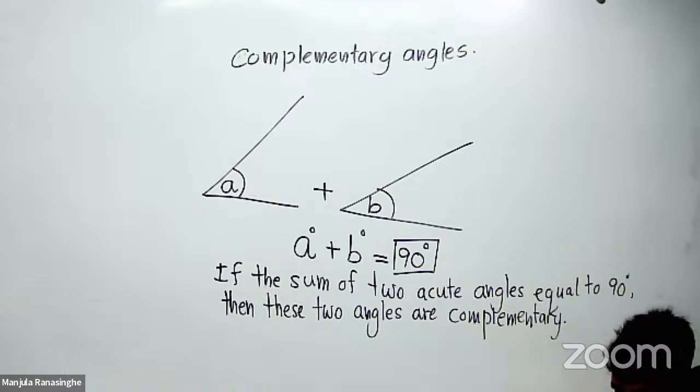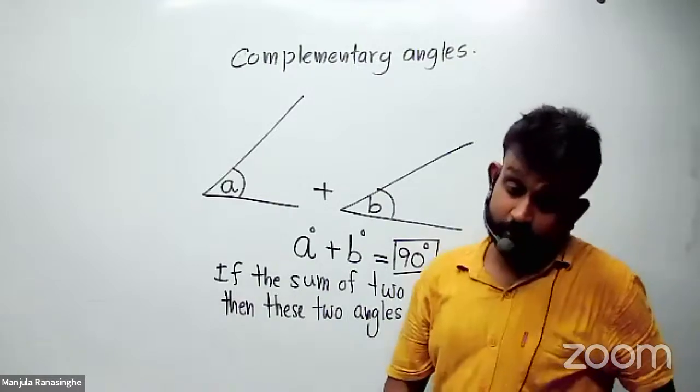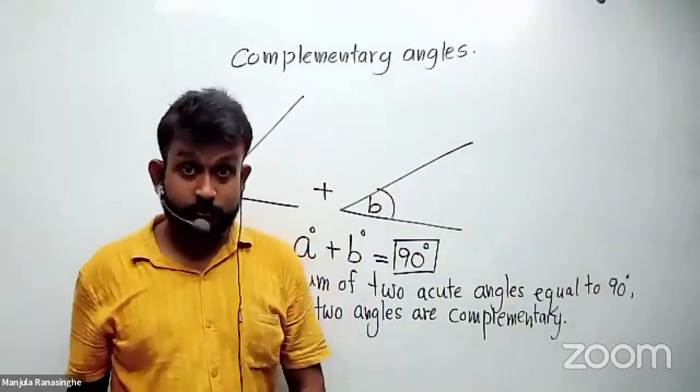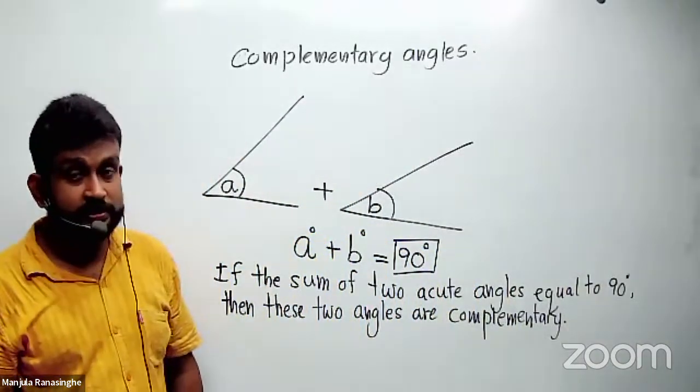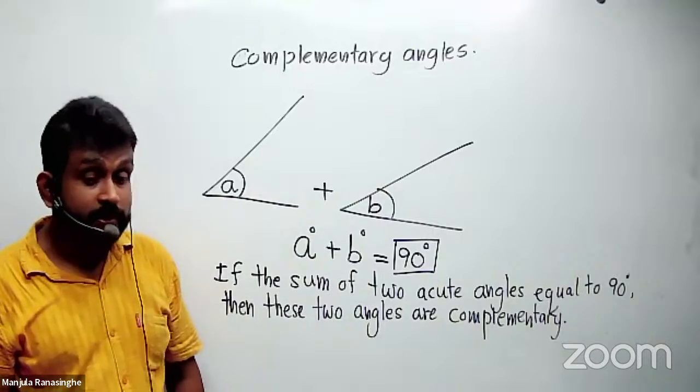Right. So tell everyone, what are complementary angles? If the sum of any two angles is equal to 90 degrees, then these two angles are called complementary angles.